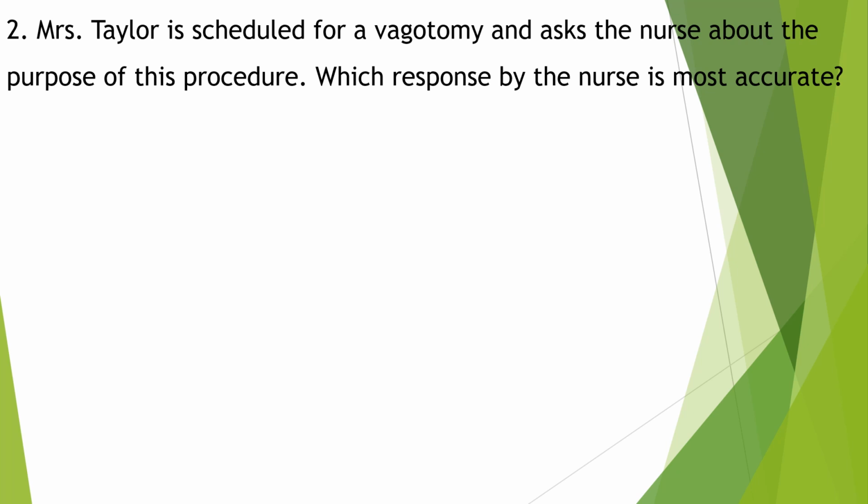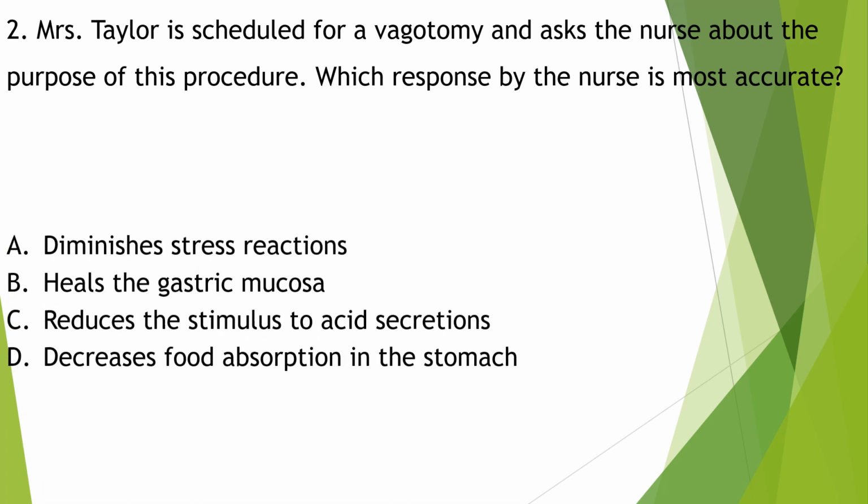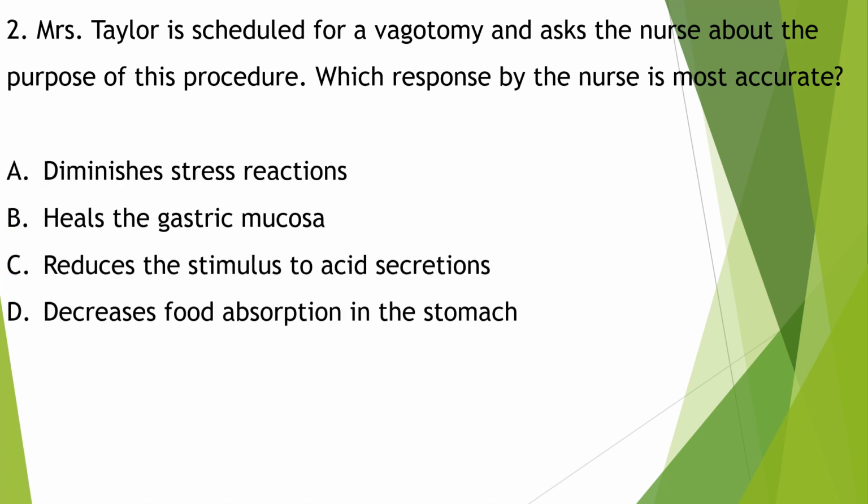Mrs. Taylor is scheduled for a vagotomy and asks the nurse about the purpose of this procedure. Which response by the nurse is most accurate? Diminishes stress reactions, heals the gastric mucosa, reduces the stimulus to acid secretions, decreases food absorption in the stomach. A vagotomy, or cutting of the vagus nerve, is done to eliminate the parasympathetic stimulation of the gastric secretion. So the other three options are incorrect descriptions of a vagotomy here.